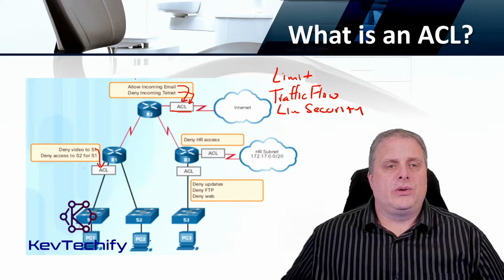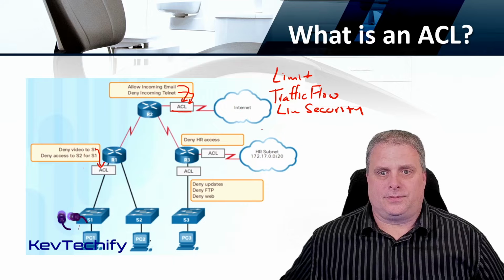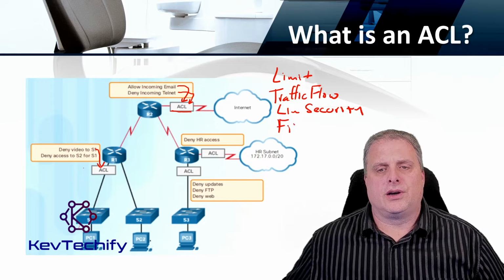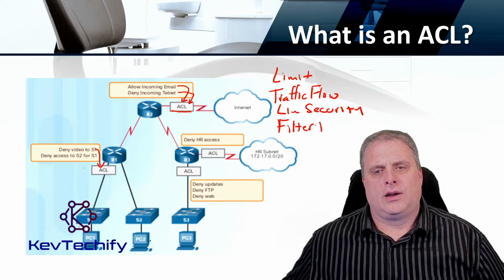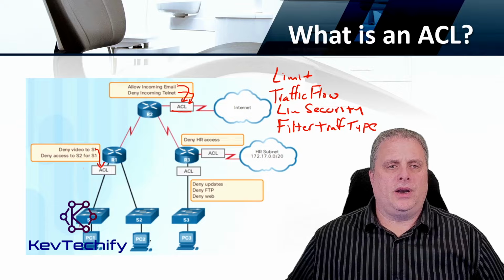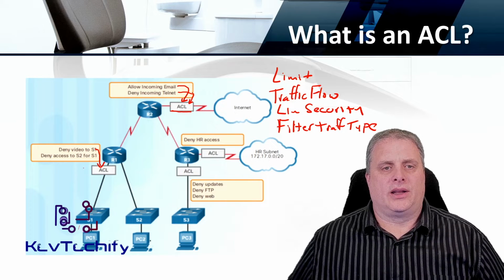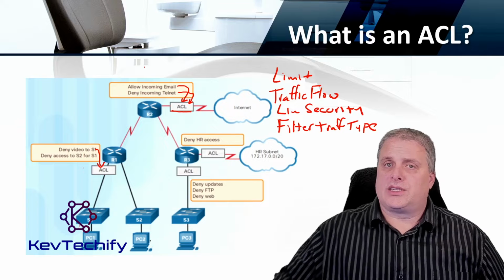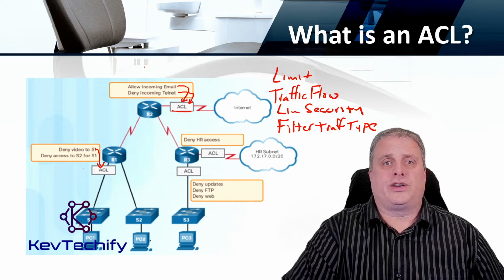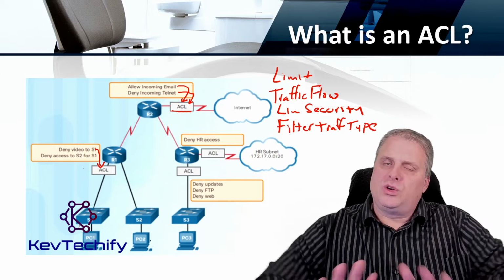The next thing we can do is filter based on traffic type. That would be this example up here. We are allowing email to come in and denying telnet. It's not necessarily where the traffic's coming from or where it's going, but we're just going to say if it's email, you can come in. If it's telnet, we're just going to stop you.